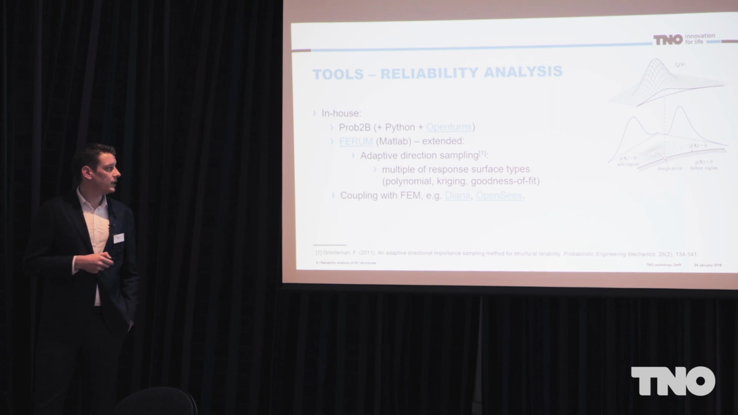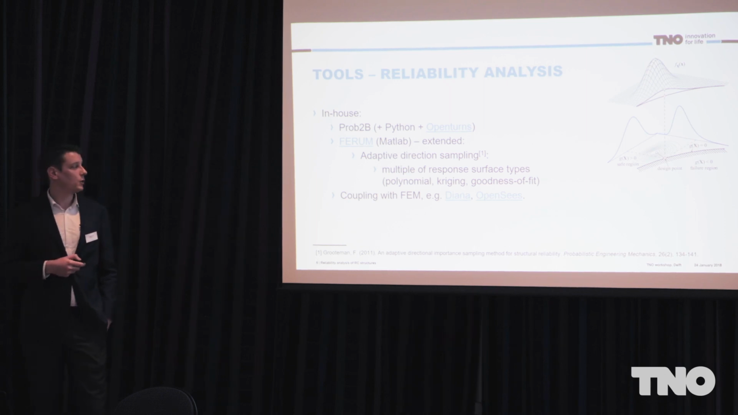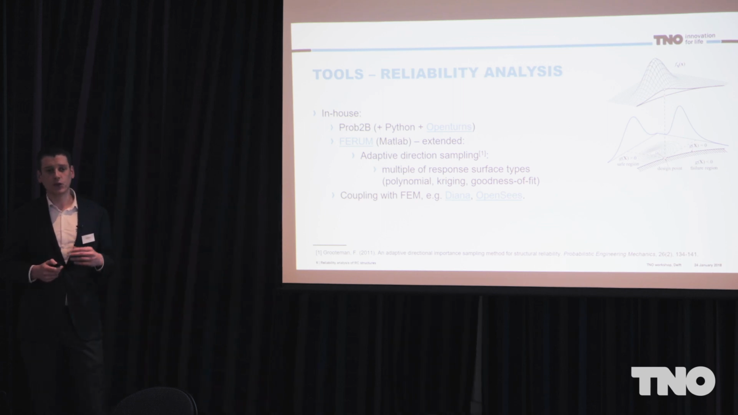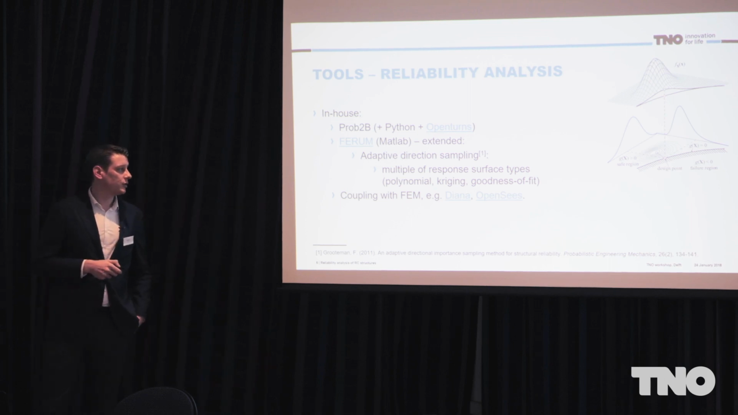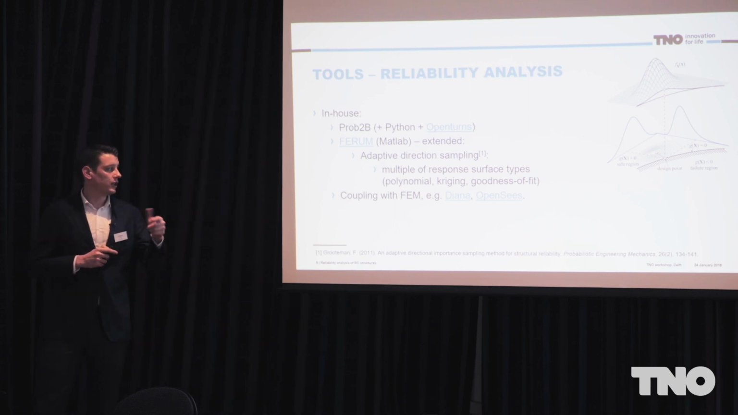Basically, our contribution to that method is that we extended the response surfaces which are available. So not only considering polynomial response surfaces, but kriging as well, and introducing different kinds of goodness-of-fit measures, so we can simultaneously consider different response surfaces which can compete against each other. So during the sequential analysis, it can now decide whether a kriging model is better or a polynomial model with certain degrees or number of parameters is better.